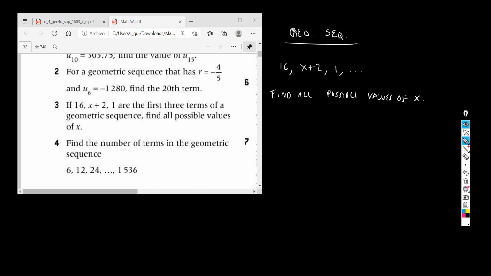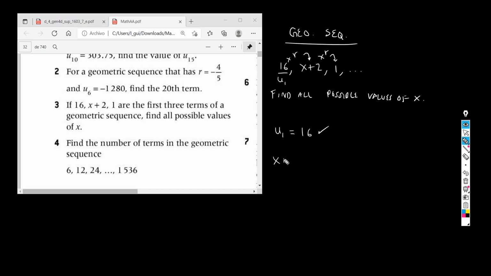Let's see what's happening here. What do we know about a geometric sequence? We know that 16 times the common ratio should be equal to this number, and this number times the common ratio should be equal to this number. That's what I know about this geometric sequence. And that's all I can know. Well, also I know that the first term is 16, right? So what do I know about this sequence? I know that the first term is 16. Okay, I know this because it's clear.